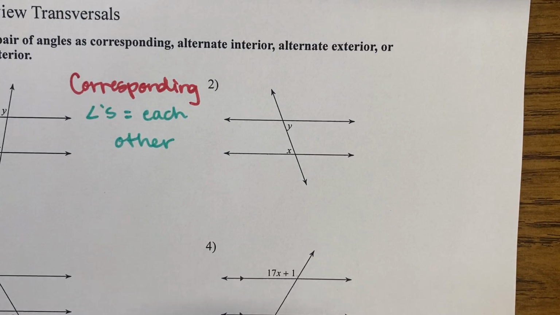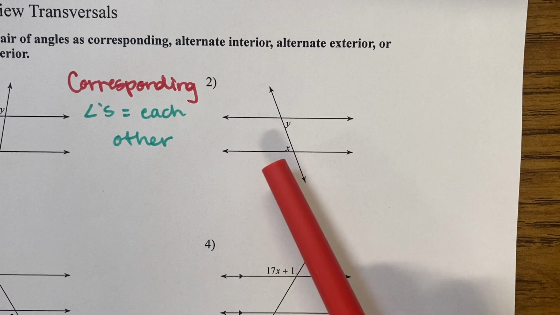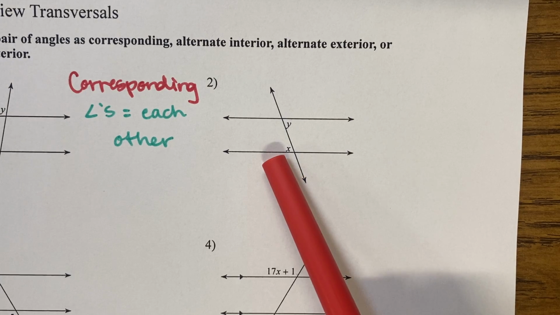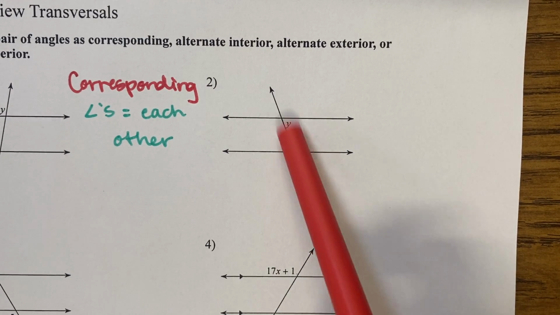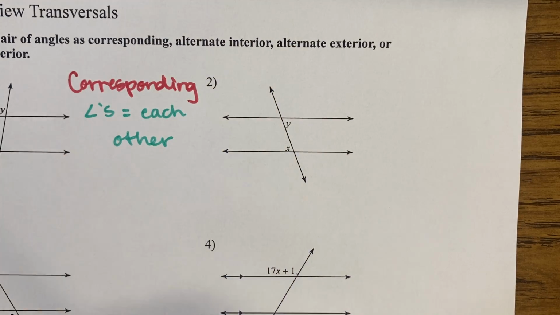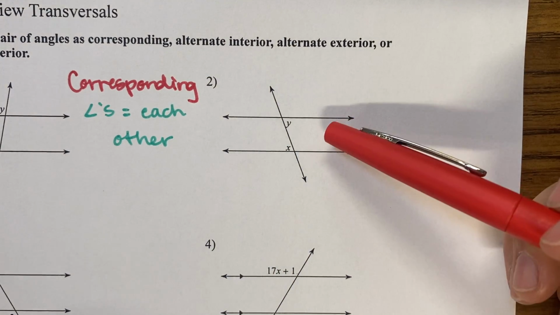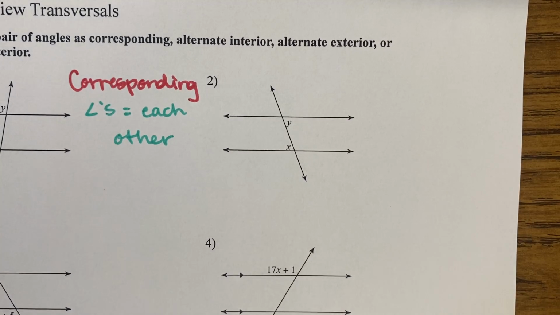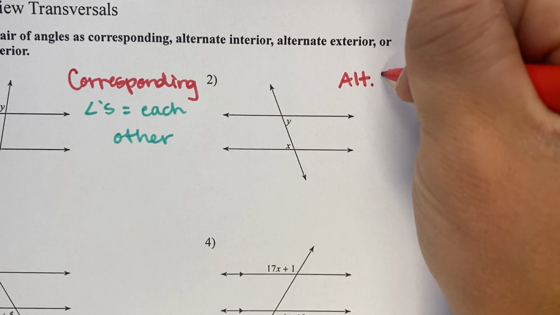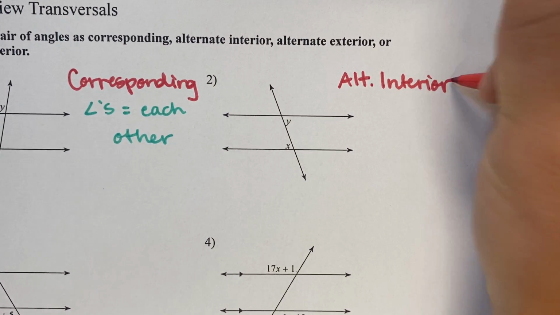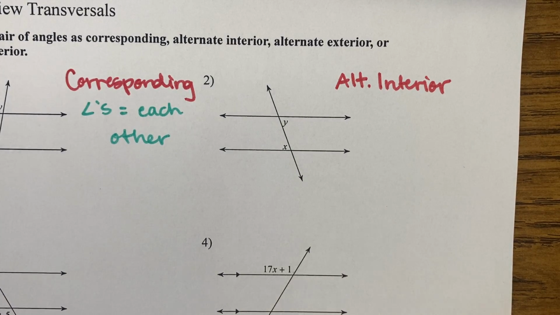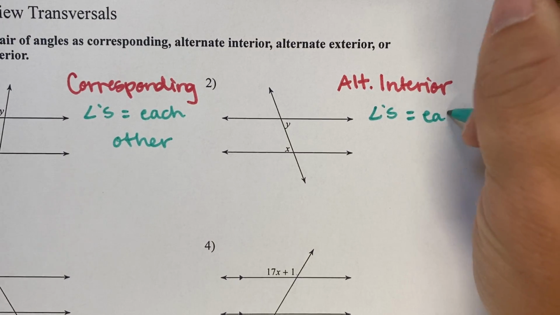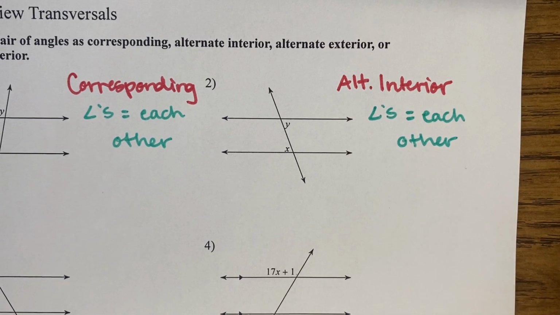Okay, let's look at number 2. Let's identify the relationship in number 2. The first thing I notice is that they are on different sides of my transversal. My x is on the left, my y is on the right. So different sides automatically tells us alternate. That's the word that means different. Well, are they on the inside for interior or outside for exterior? I see that they're on the inside, so we know that these guys are alternate interior angles. And what are alternate interior angles equal to? Well, these angles equal each other as well.